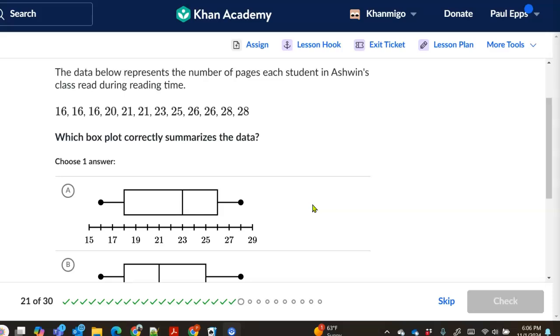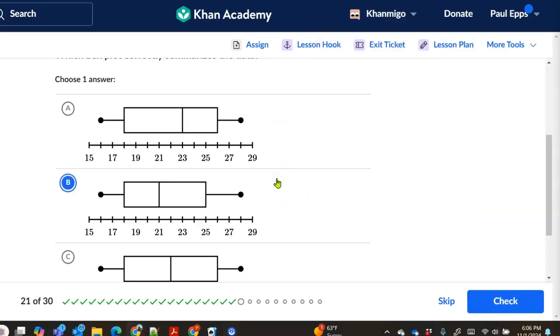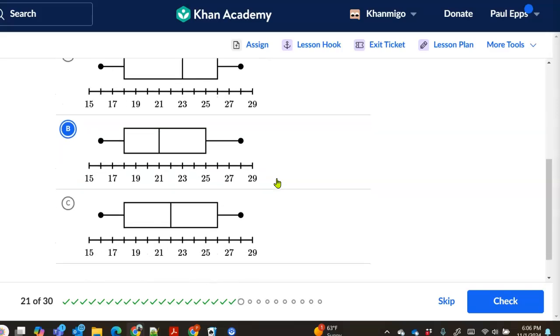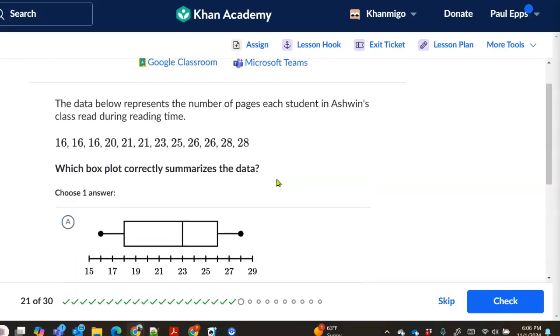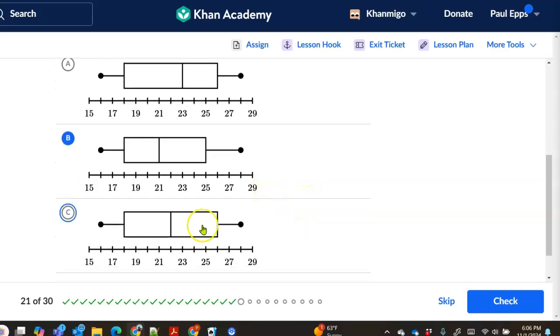All right, 16. Why don't we get the median, because we have three different medians here: 23, 21, 22. 1, 2, 3, 4, 5, 6, 7, 8, 9, 10, 11, 12. So it's in between 6 and 7. 1, 2, 3, 4, 5, 6, 7. So the median is 22. And the box plot that has 22 as the median, which is that line right there, is C.